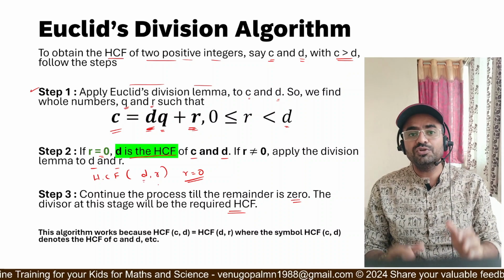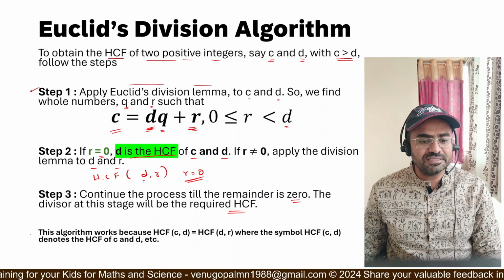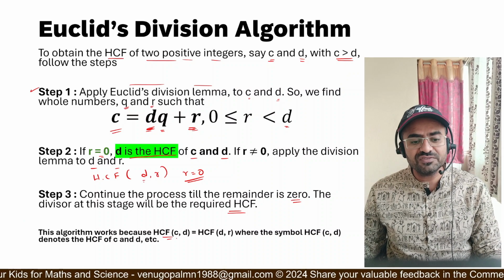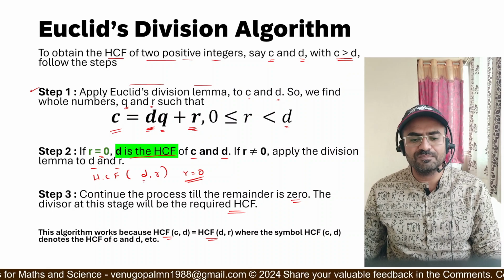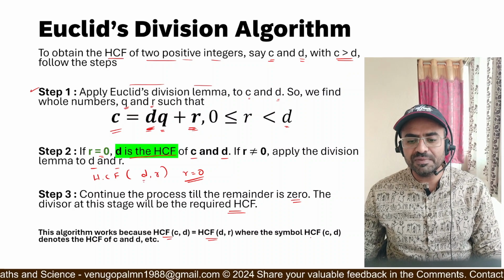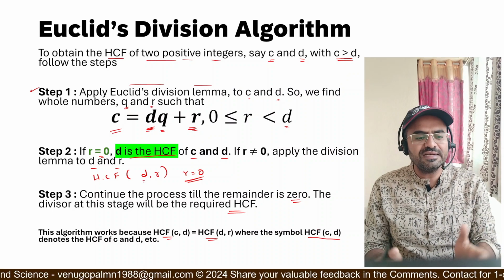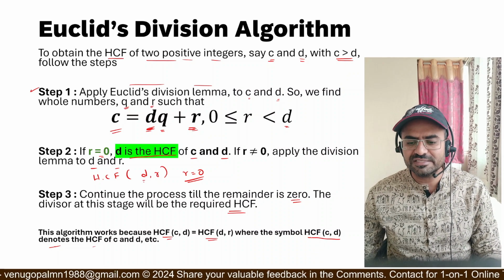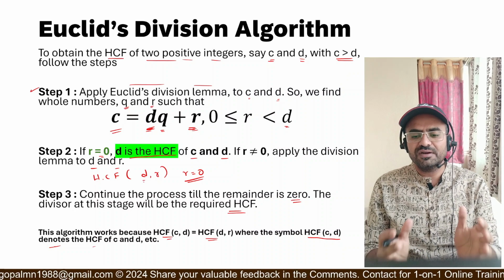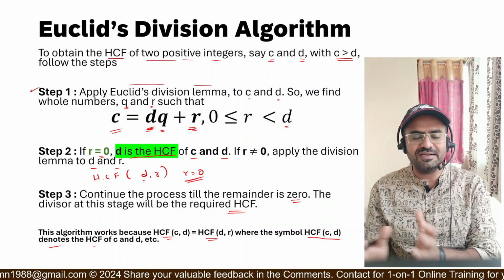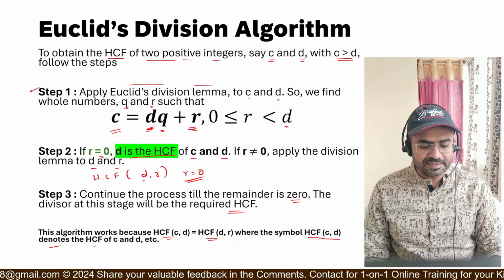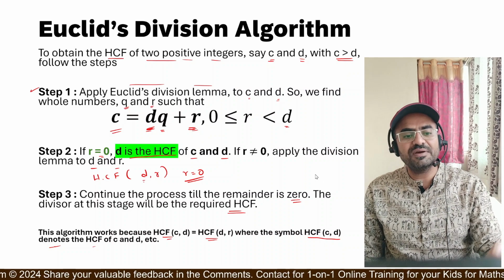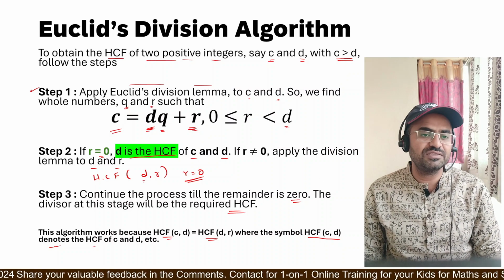Also, you might have learned by this time that the algorithm works because HCF of C and D is equal to HCF of D and R. What does the symbol HCF of C and D indicate? Whenever I write HCF of C and D, we are trying to find out the HCF of C and D. Clear, guys? So let us move on and try to understand these steps by applying them to a few of the examples.